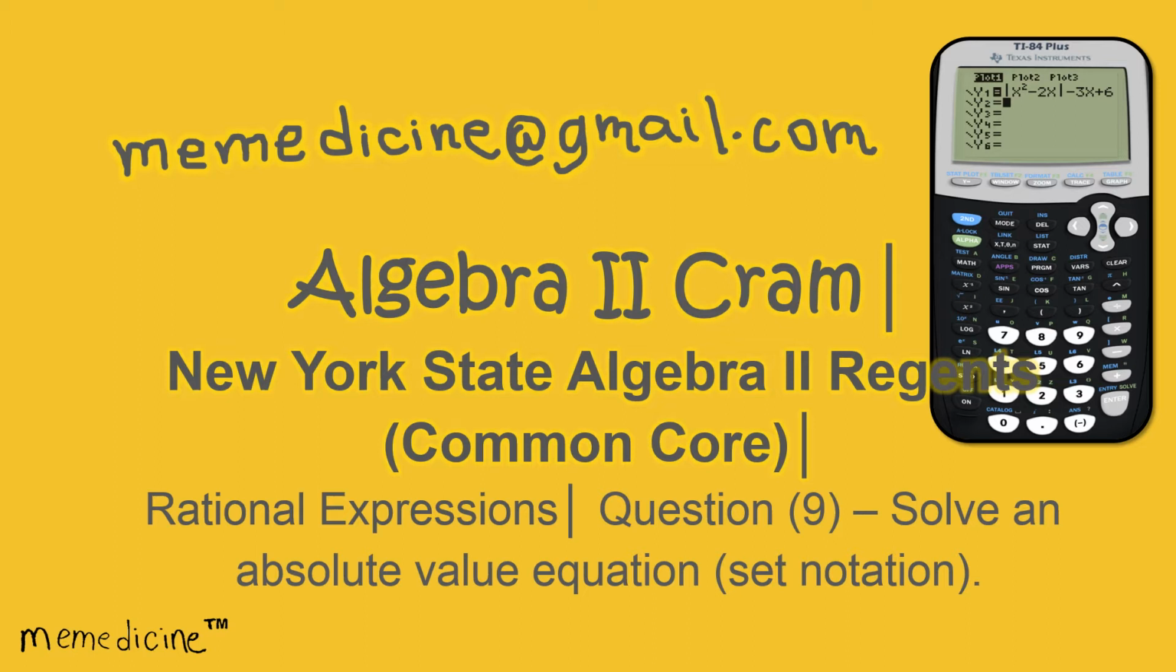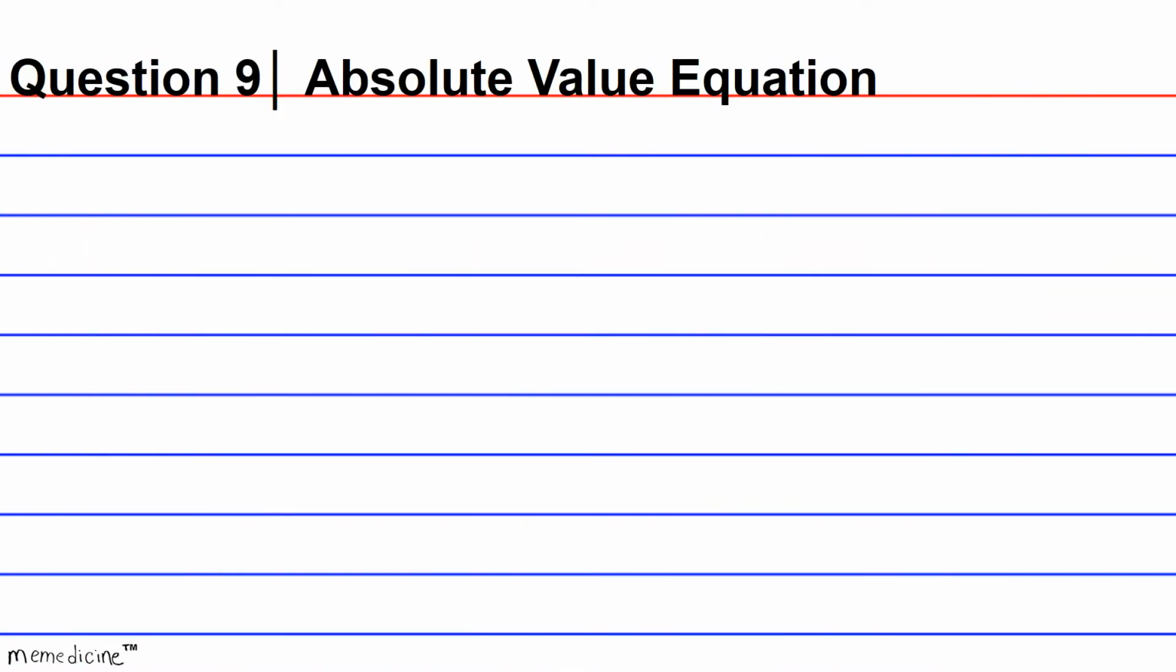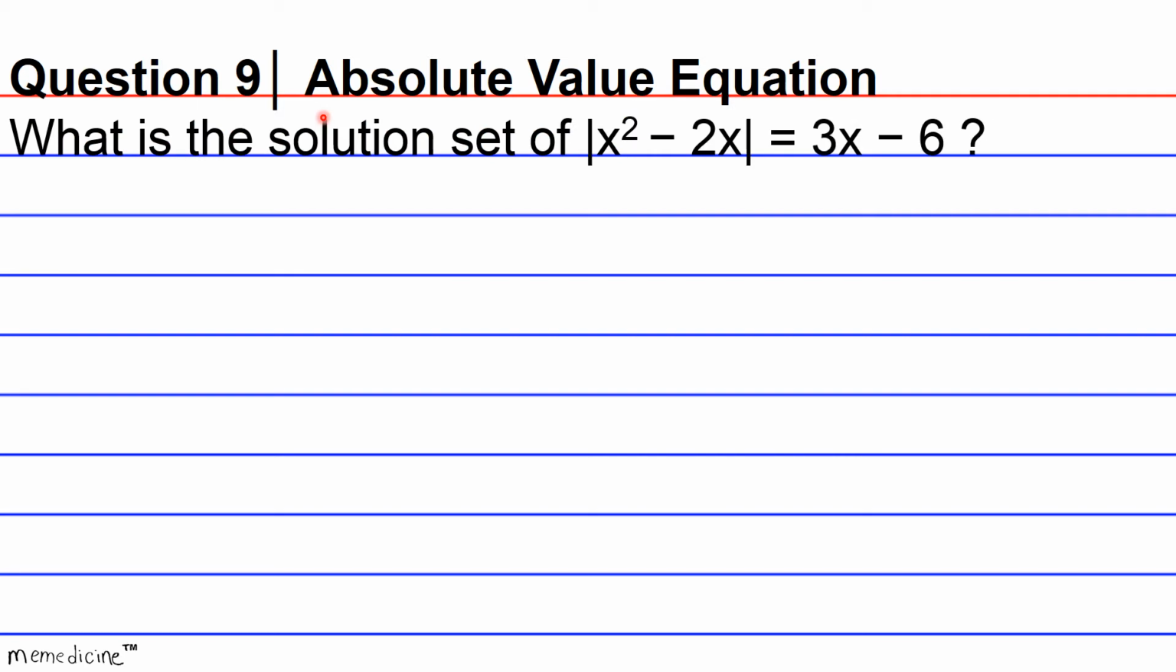Let's delve into the concept. Question 9, absolute value equation. What is the solution set of the absolute value of x squared minus 2x is equivalent to 3x minus 6? Is it going to be A?